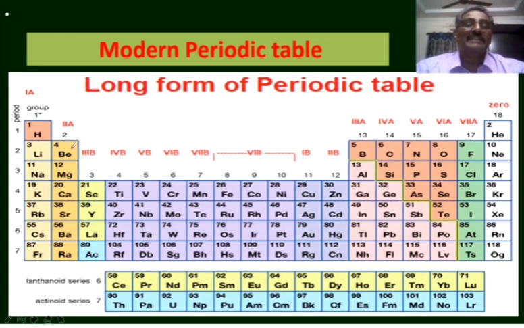In the same way, in the second group, 4 plus 8 is 12, 12 plus 8 is 20, 20 plus 18 is 38, 38 plus 18 is 56, 56 plus 32 is 88. In the same way, in the last group, that is in the 18th group or zero group, 2 plus 8 is 10, plus 8 is 18, plus 18 is 36, plus 18 is 54, plus 32 is 86, plus 32 is 118.